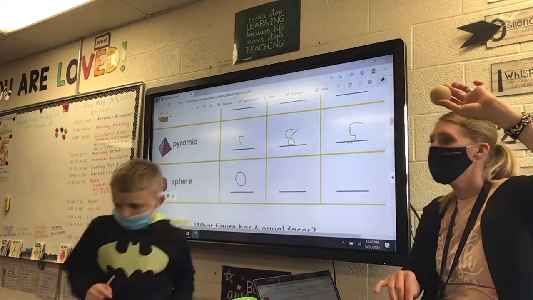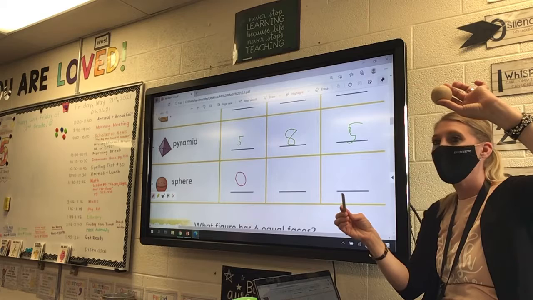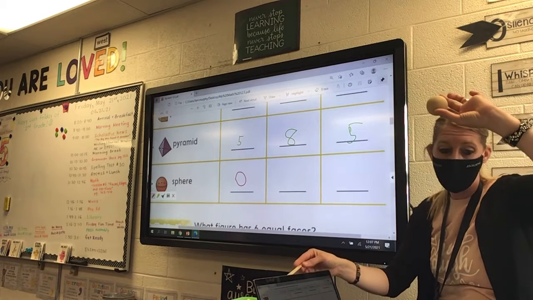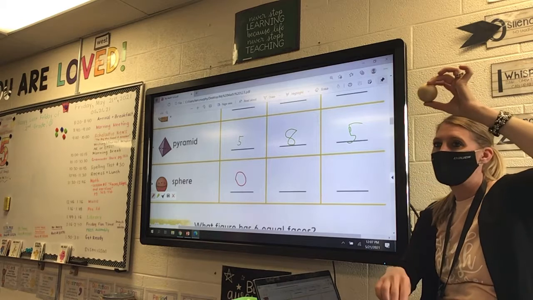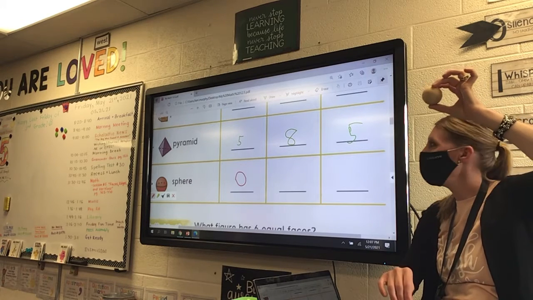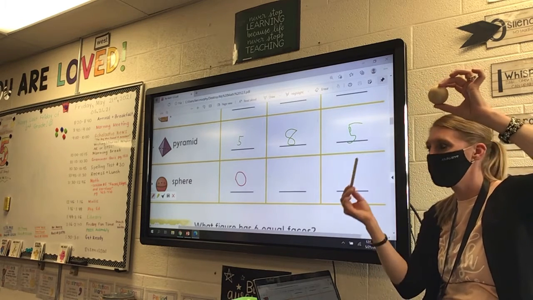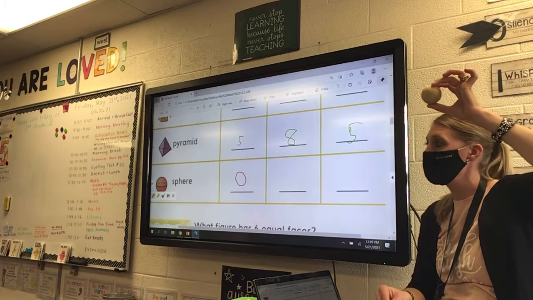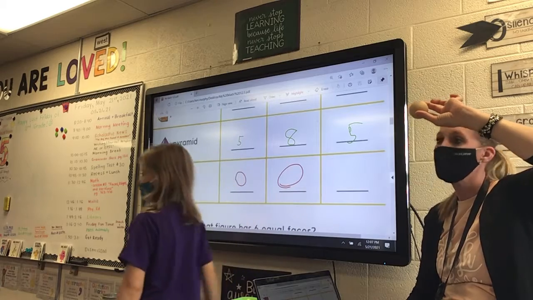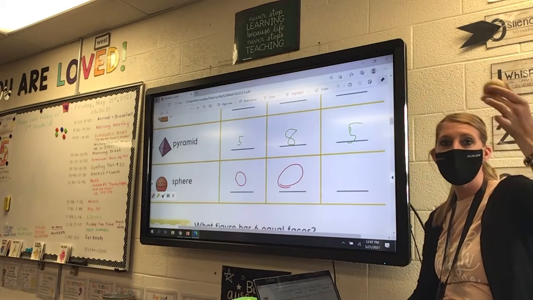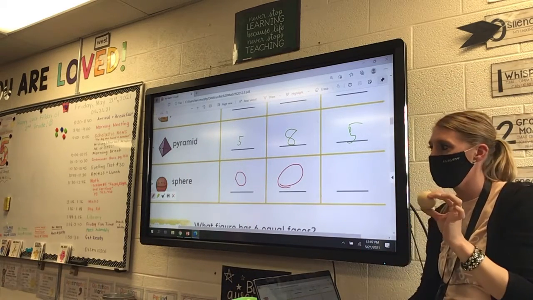It doesn't have anything. So if there's no faces, how many edges does it have then? 0. You're right. It's simple. Then 0. It's just 0, 0, 0. And then the last one, Carson, how many vertices or points or corners? None. None, 0. So this one is 0s all the way across.